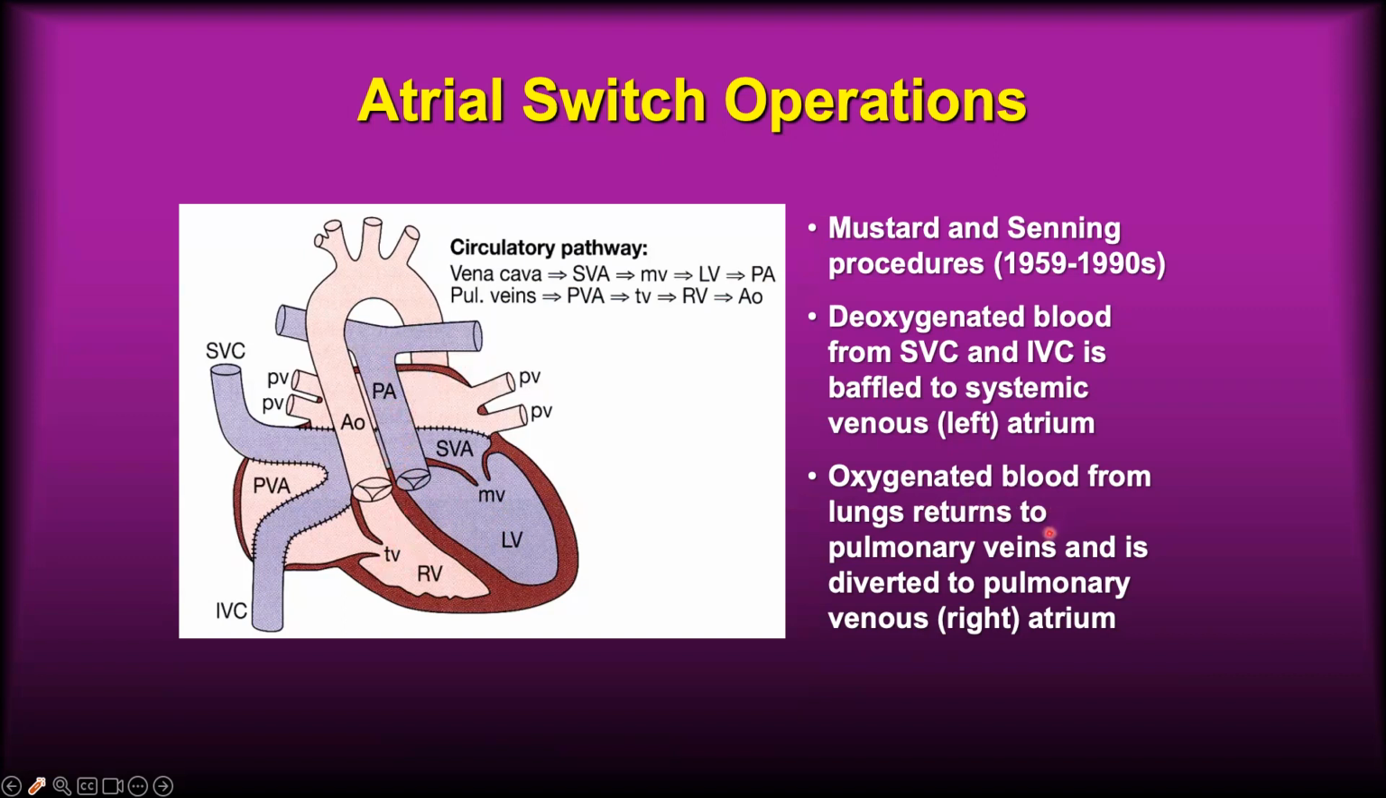Oxygenated blood from the lungs returns to the pulmonary veins and is diverted to the pulmonary venous atrium, the right atrium over here. See, PVA is pulmonary venous atrium. Okay, so you can't really see that baffle. You see this one here, and it's hard to see the other, but there'll be another baffle coming over here. So they're kind of crossing each other. All right, so that would create better oxygenation.